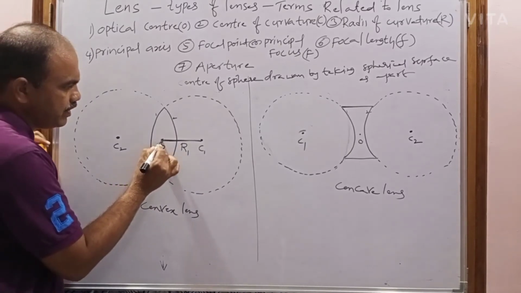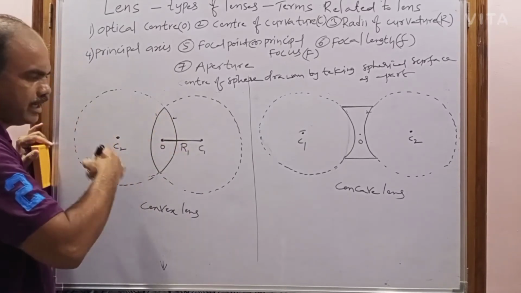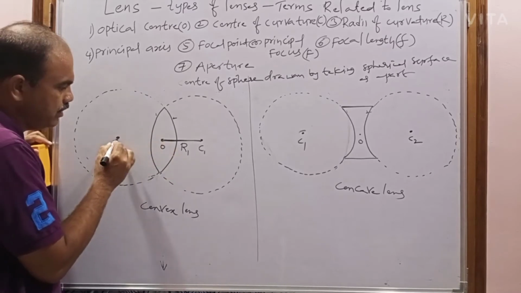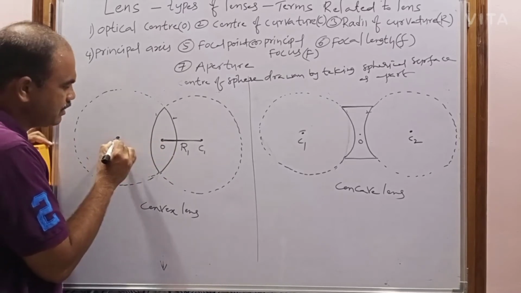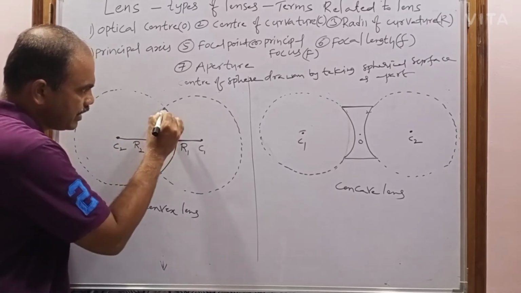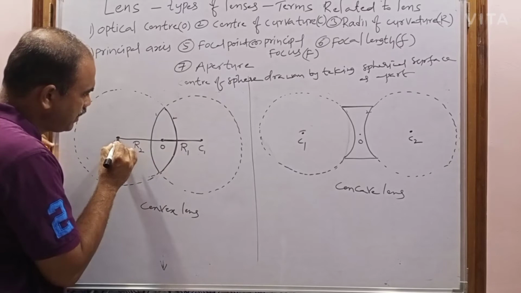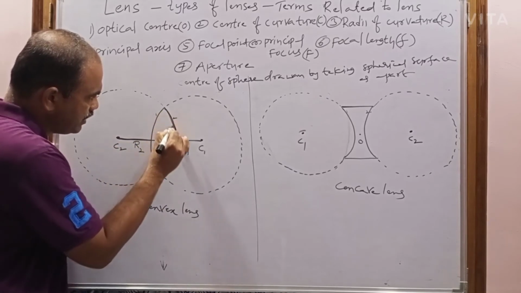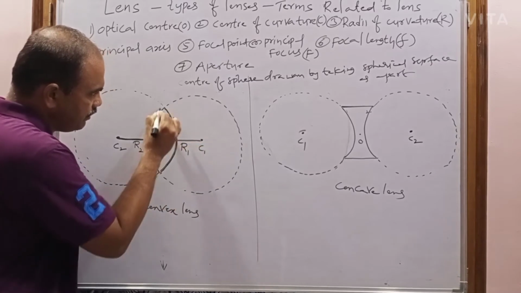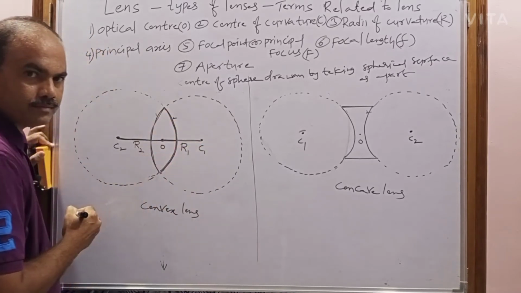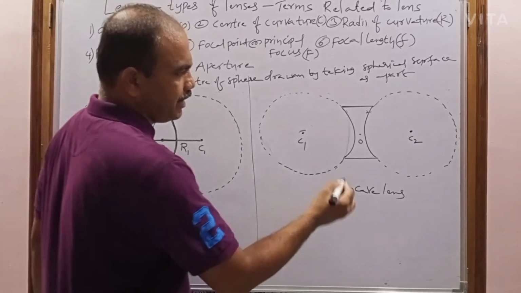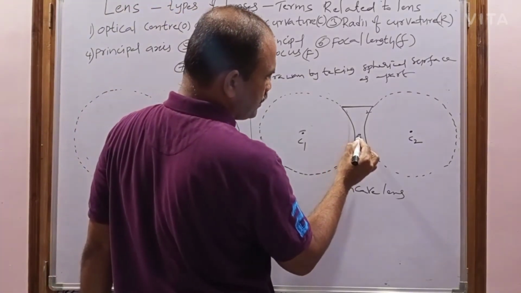Again, the distance between the optical center and the center of curvature of the second surface will be called the radius of curvature of the second surface. This is the radius of curvature of the second surface, and this is the radius of curvature of the first surface. First surface, remember.